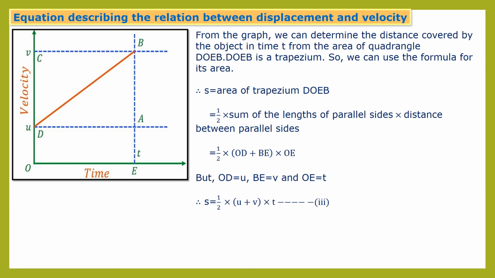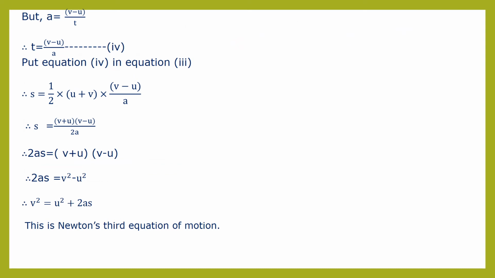From the graph, children, OD is equal to U, BE is equal to V and OE is equal to T. Therefore S is equal to half into U plus V into T. That is equation number 3. But we know, children, acceleration A is equal to V minus U upon T. With the help of this formula we can find the value of T. Therefore T is equal to V minus U upon A. This is equation number 4.